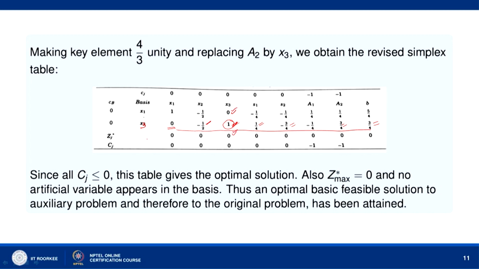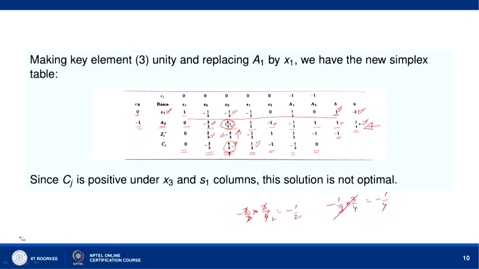So, after that what happens is, this we have made as 1, here we have minus 1 by 3. So, we multiply the elements of the key row by 1 by 3 and add to the above row. So, what we have? The above row is, you see, 1, minus 1 by 3, minus 1 by 3, minus 1 by 3, then we have 0, 1 by 3, and then we have 0, 1. This is the row.